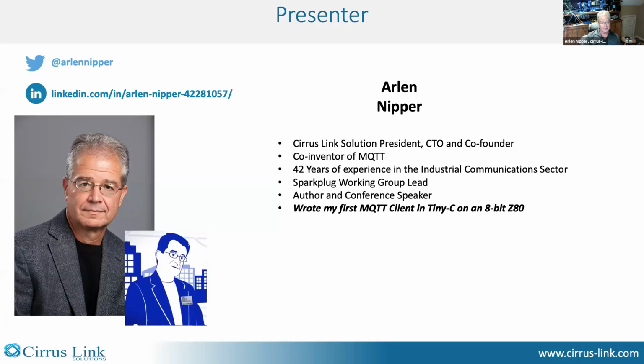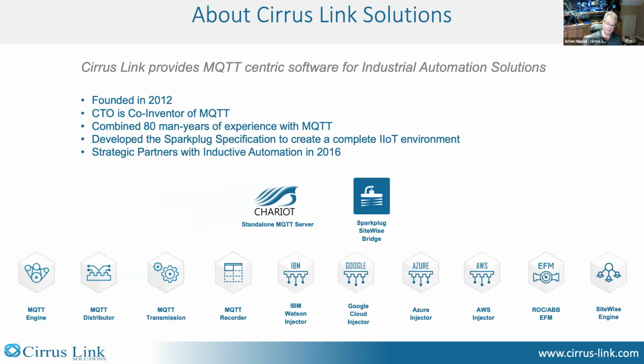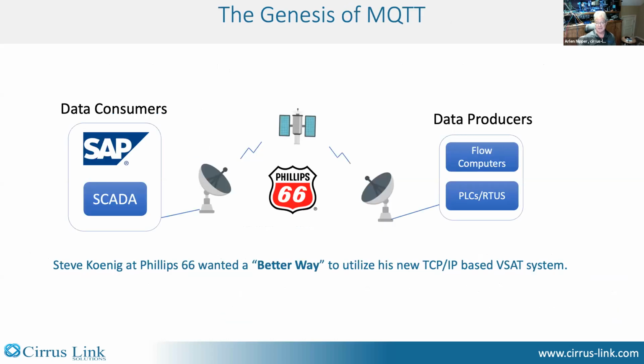So again, my name's Arlen Nipper. I've been doing this for 42 years. I think that's probably enough said. I did have the fantastic opportunity to be one of the co-inventors of MQTT, and my claim to fame is I wrote the first tiny C MQTT client on an 8-bit Z80 microprocessor. So real quick, what does Cirrus Link do? Cirrus Link is in the business of providing MQTT-centric software for industrial automation, i.e. where did MQTT start and how can we leverage that? And we are strategic partners with Inductive Automation, which is an industrial application platform that we use in large part to leverage what we can do with MQTT going forward.